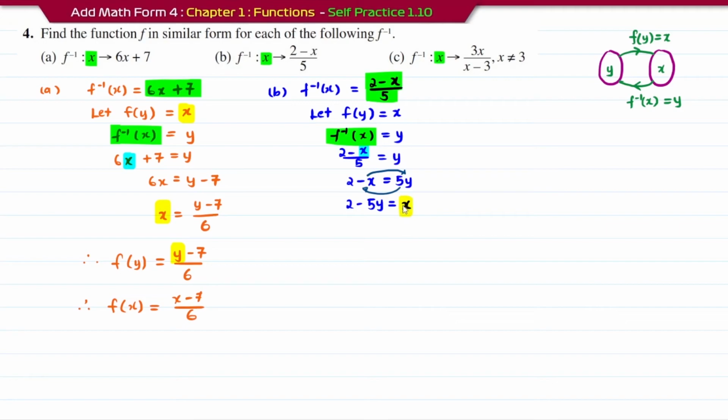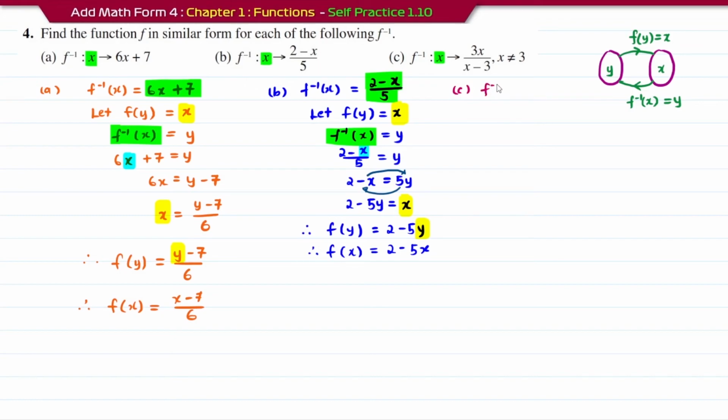The x is referred to the function f of y. So therefore, the function f of y is equal to 2 minus 5y. To write the function f of x, we are going to change the letter y here to x. So this is for question B.